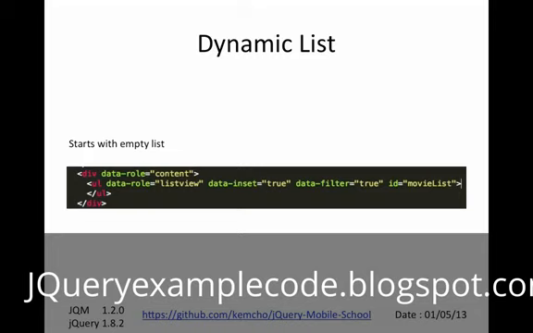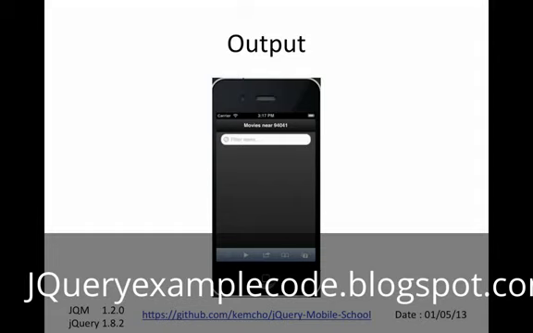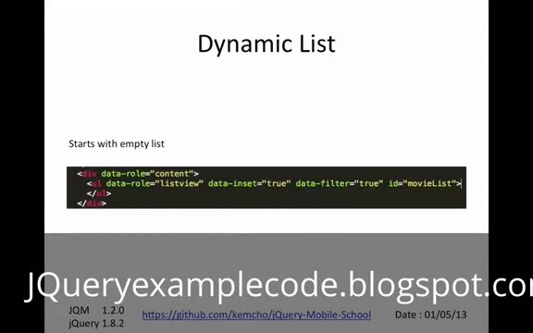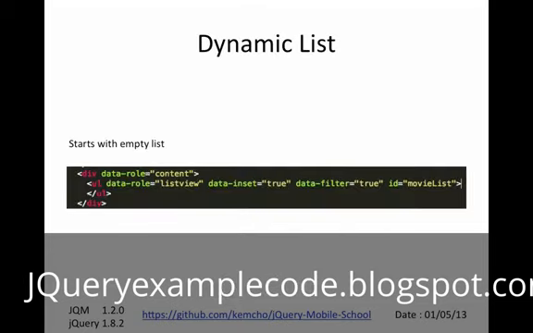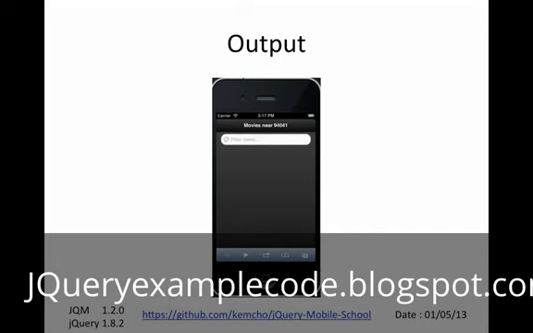So we start off with an empty list. We remove all the HTML that we've written. We start off with an empty list view, and that looks like this. There's no item. So that's the first step. We create an empty list. We have a filter so that we get a good search bar, and the main thing we do is give it an ID of movie list. This ID is going to be used for dynamically adding movies, which we'll see in the next few minutes. So our output looks very simple, nothing.